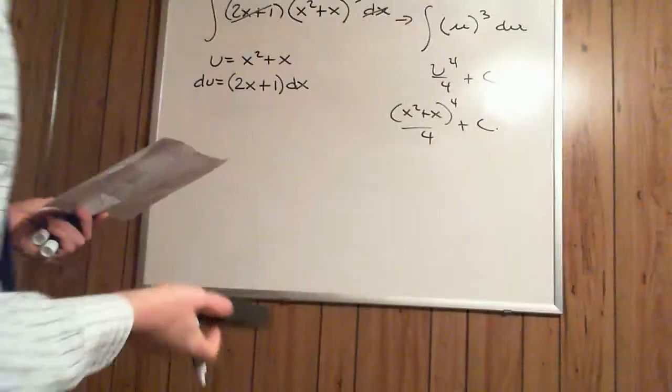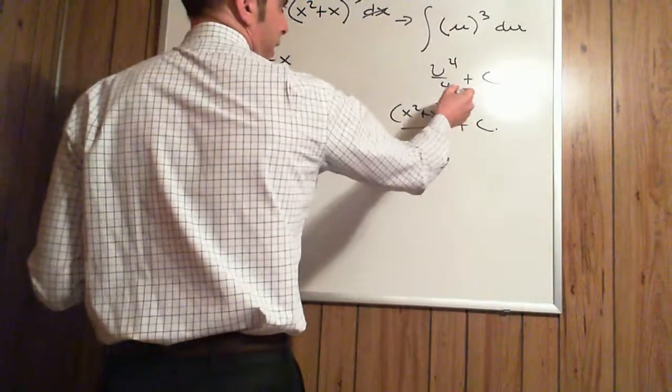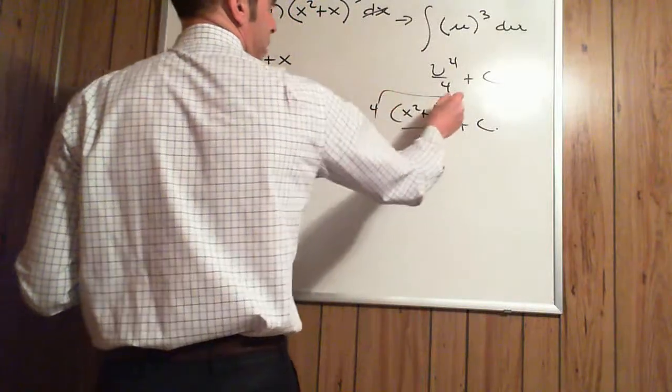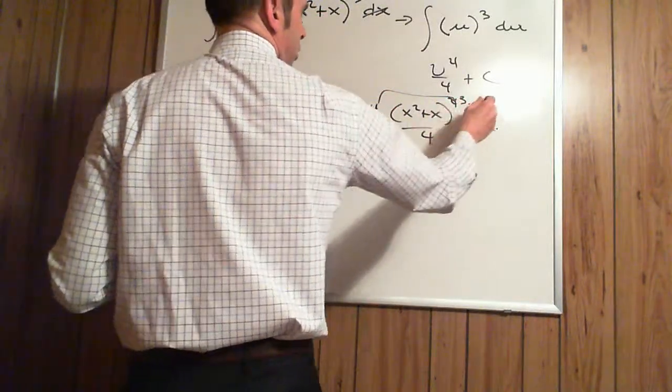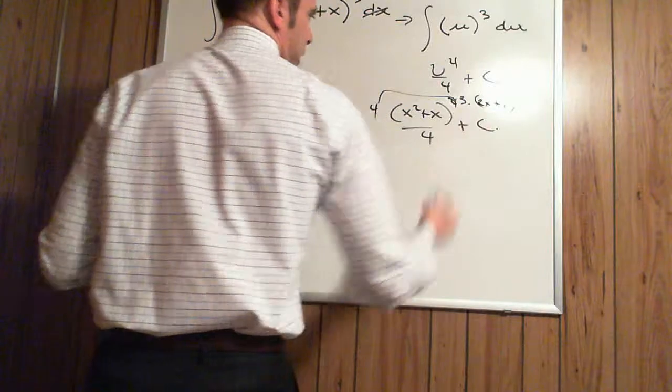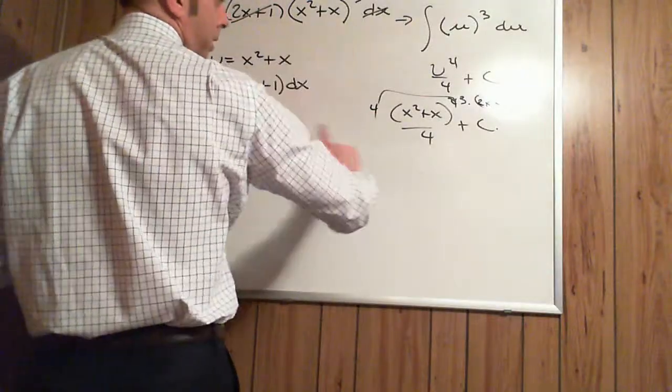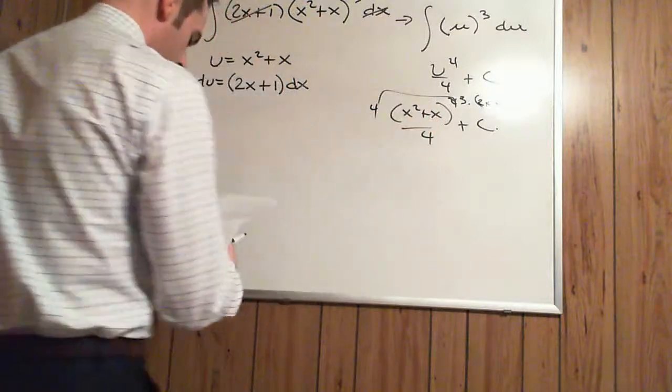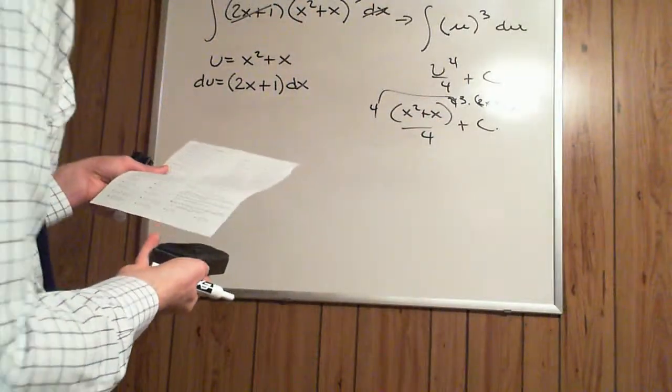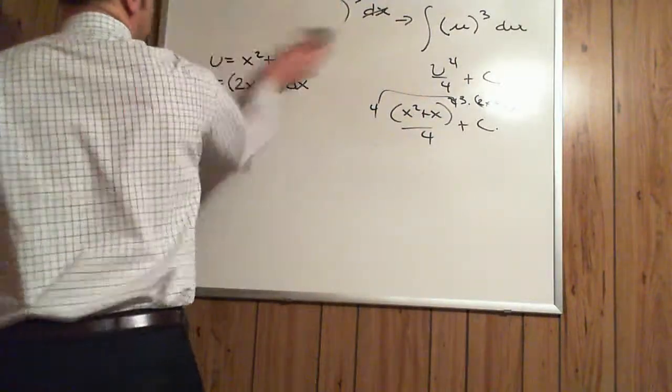Okay? And obviously this is a real easy derivative to check. I could take the power, drop it down, decrease this by 1, times it by the derivative of the inside, which is right there, 2x plus 1. And notice that this now is in the integrand, which means this antiderivative is correct. Okay? And just one more.